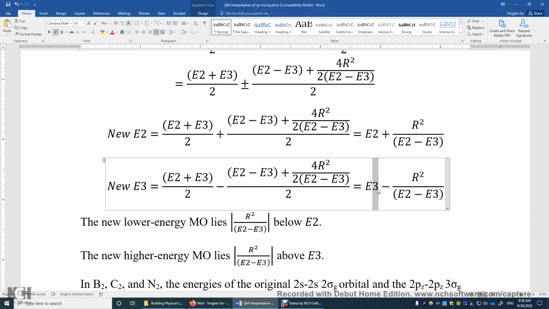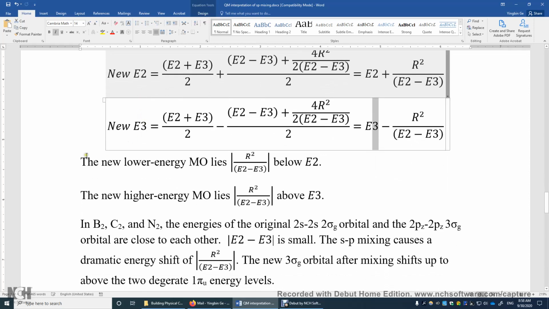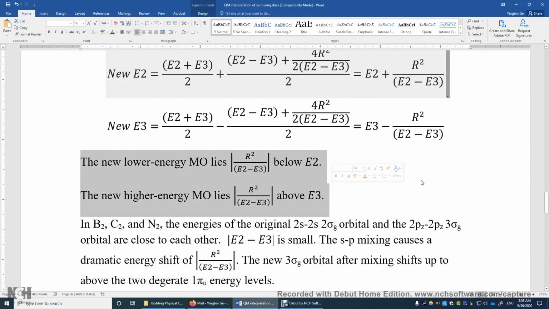All right. Okay, so this is my conclusion. The new lower energy MO lies below the original lower energy MO. The new higher energy MO lies above the original higher energy MO.